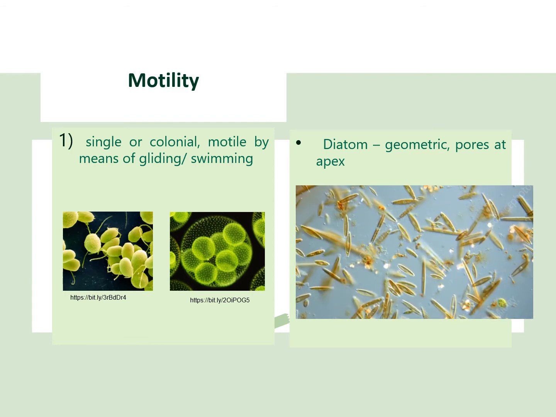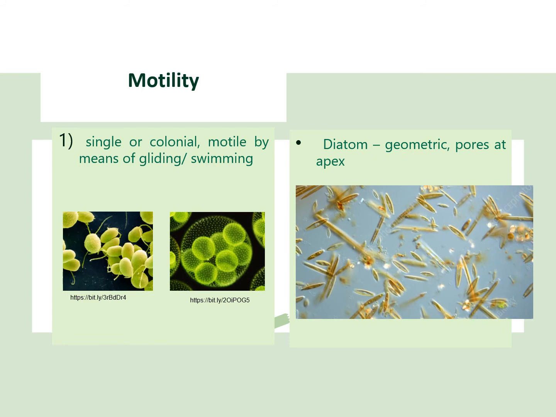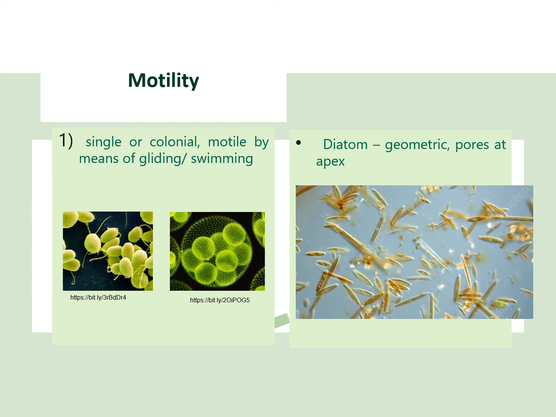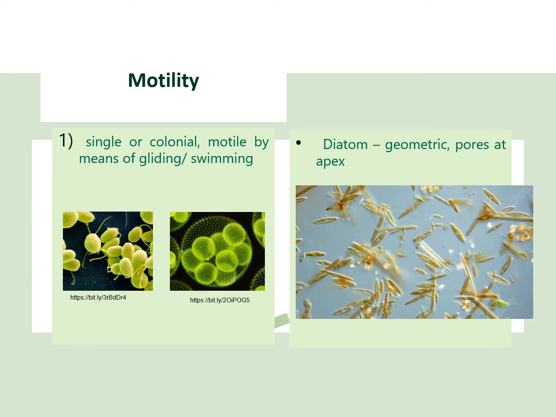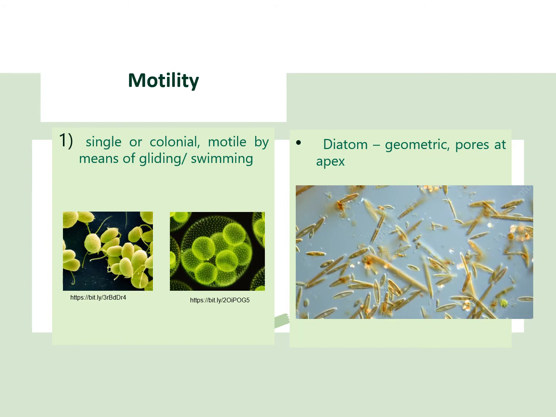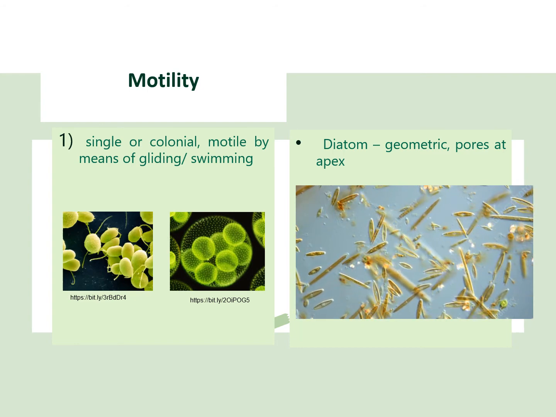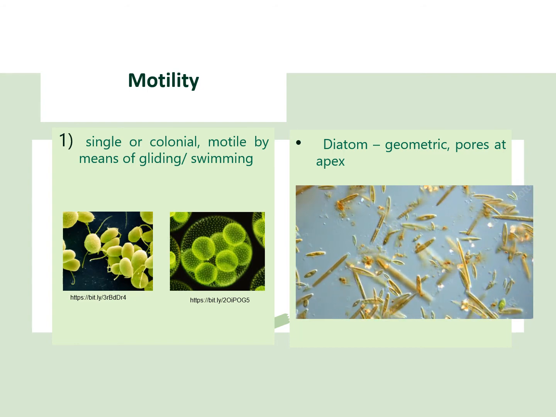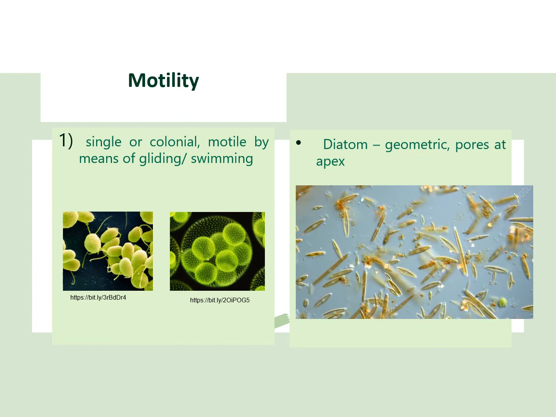Colonial is the single-cell algae grouped together into this gelatinous sphere, and the flagella are sticking out. As you can see in the pictures, these cells have to be together so that they can move in the same direction.